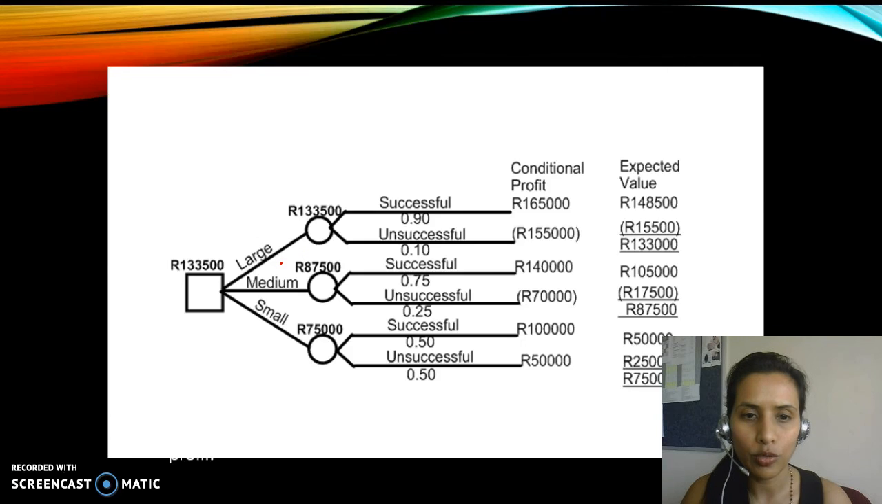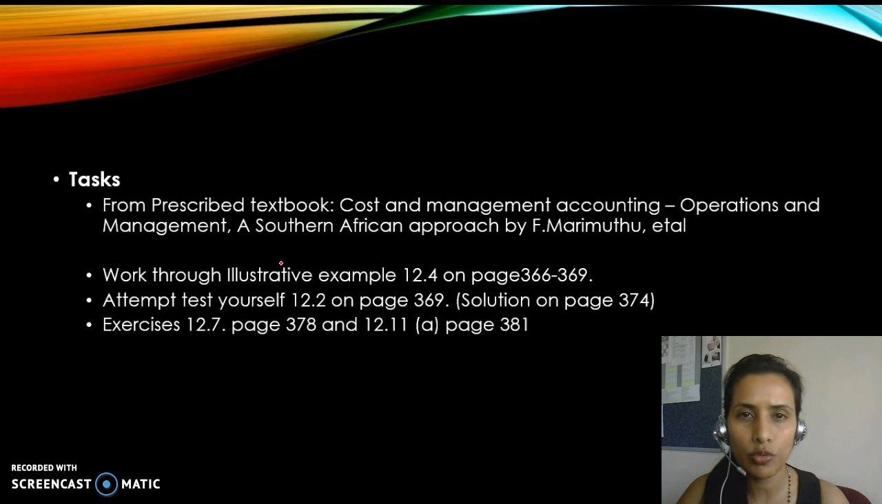Okay, now for your homework. Looking at your prescribed textbook, I want you to work through the following examples. Example 12.4 on page 366 to 369. Once you've completed that example, I want you to attempt the test yourself. That's 12.2, which appears on page 369. Once you've drawn this decision tree, then check the solution that appears on page 374. And your homework would be to attempt exercises 12.7 on page 378 and 12.11, that's on page 381.